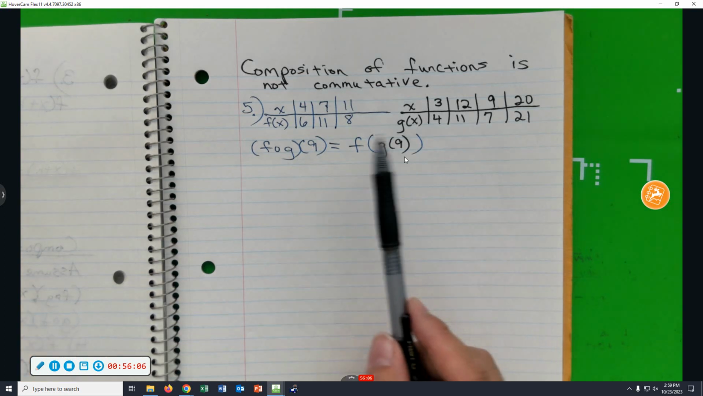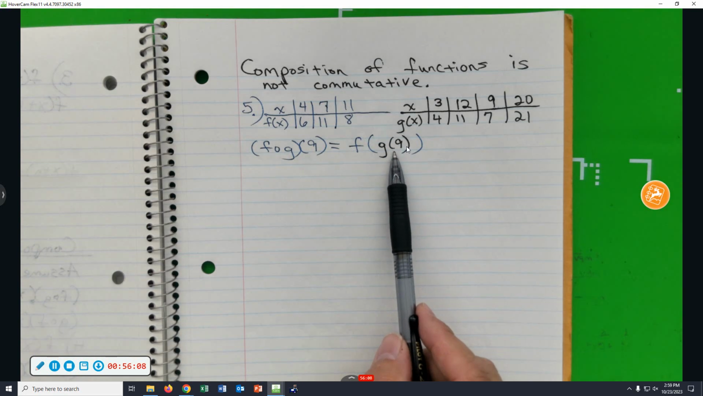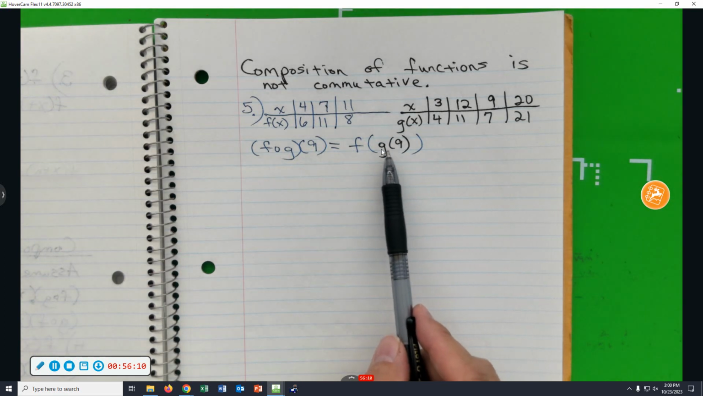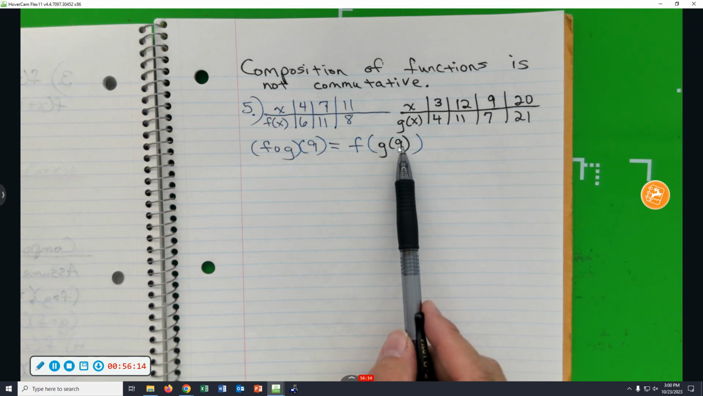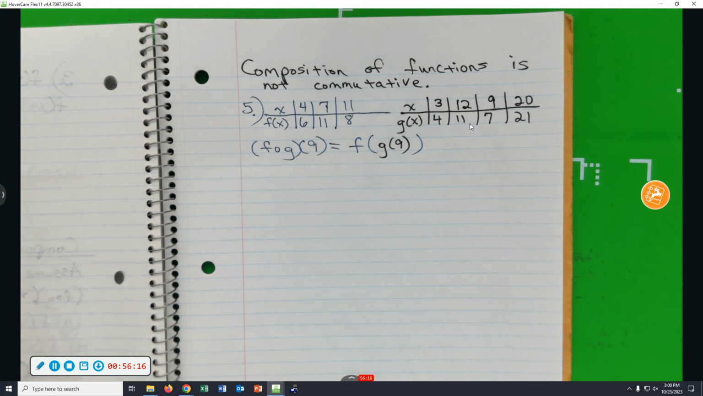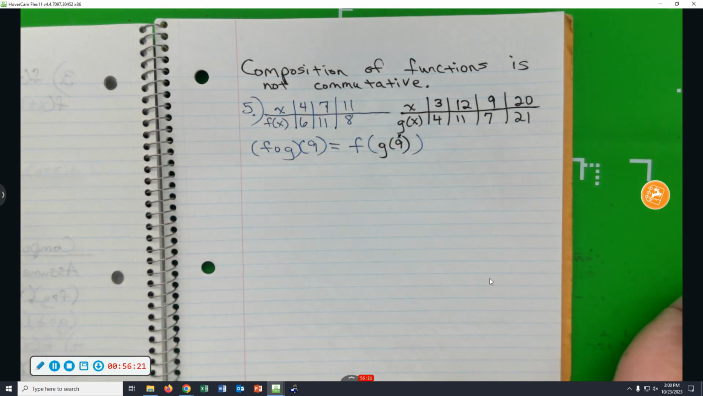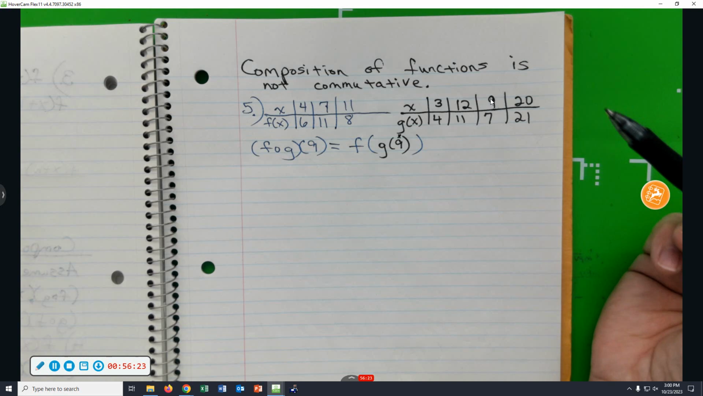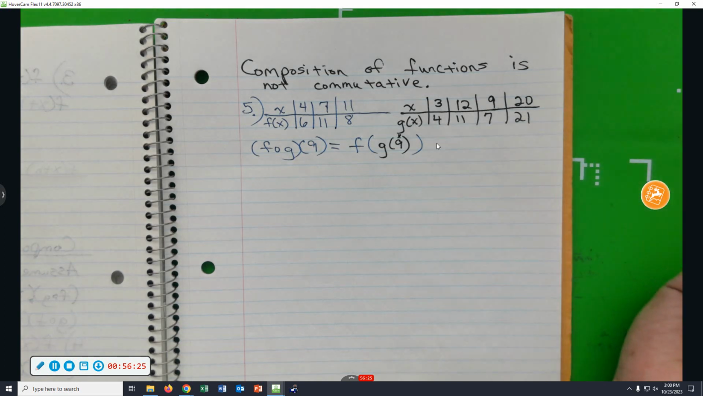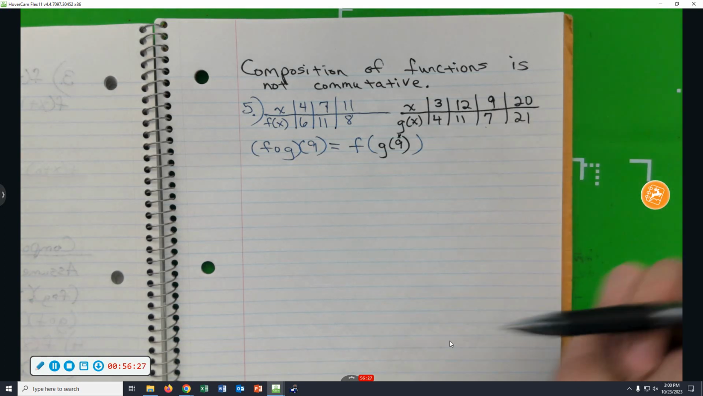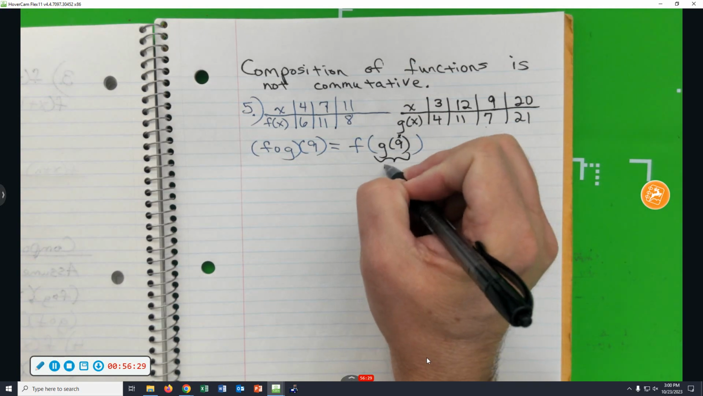Okay, so start on the inside. G of 9. Go to the function G. What number is 9 assigned to? Remember that number inside the parentheses is acting like an X. What number is 9 assigned to using G's table? 9 is assigned to 7. I agree.